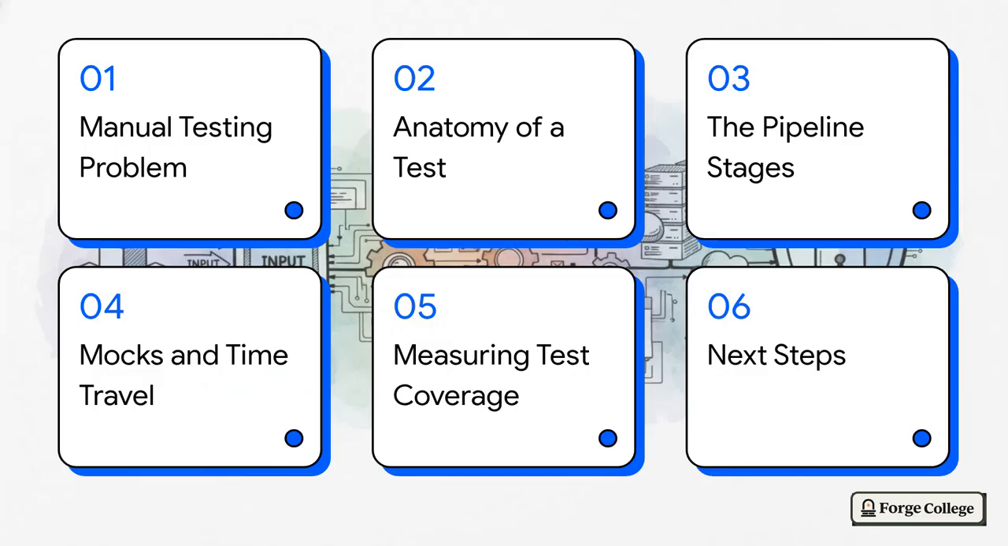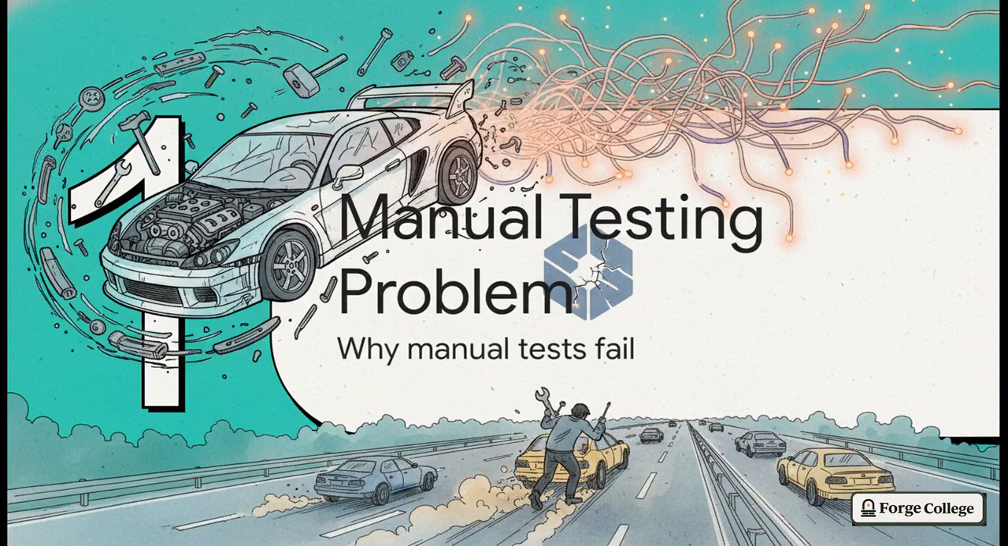So here's our blueprint for today's factory tour. We'll start with the manual testing problem, then break down the anatomy of a test, look at the pipeline stages, dive into mocks and time travel, figure out how to measure test coverage, and finish up with your next steps. Let's go. Section 1. The manual testing problem.